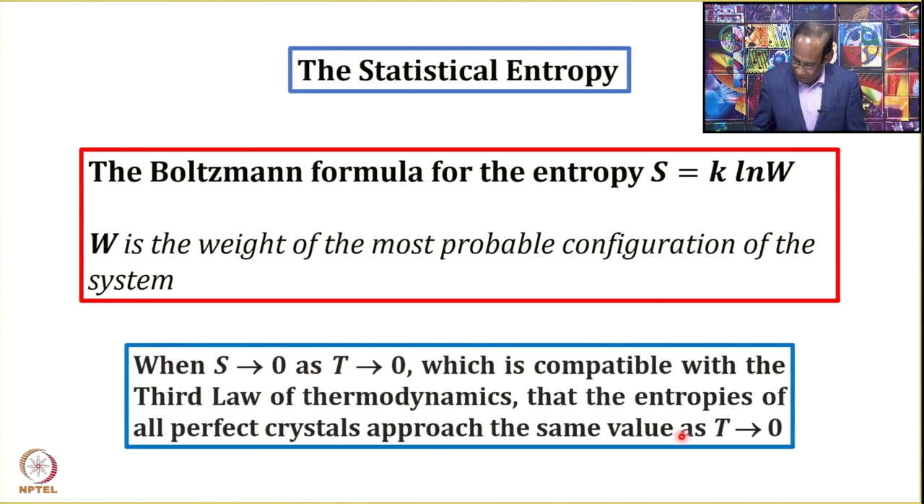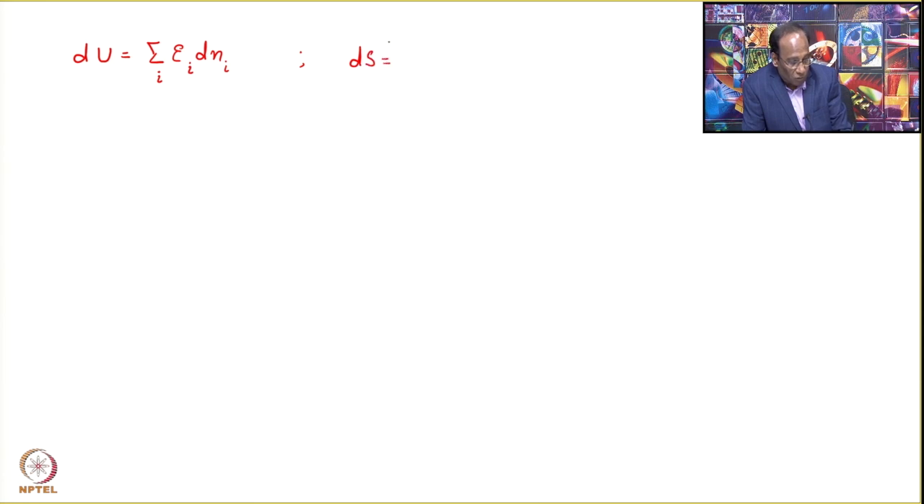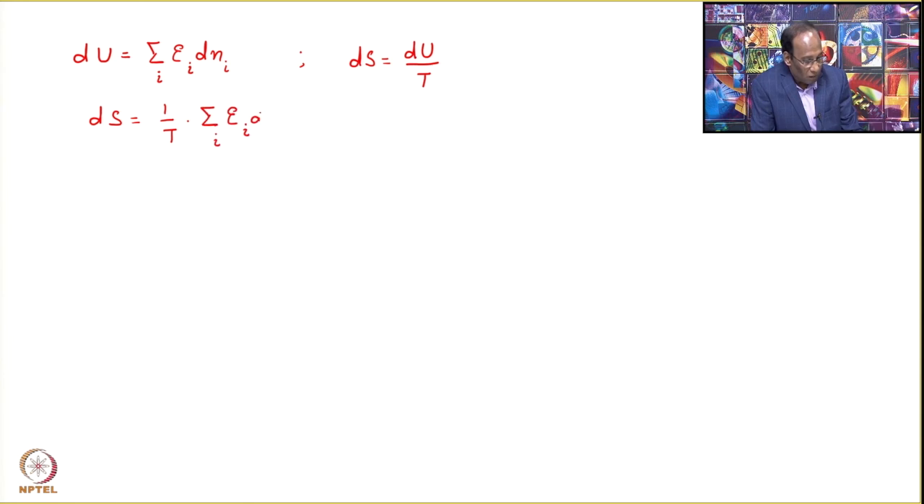Let us start discussing the derivation. What we have, we just wrote that dU is equal to summation i εi dni. And we also showed that dS is equal to dU by T. We are putting the constant volume condition. That means dS, I can write this as 1 upon T summation i εi dni. I'm making use of this definition, dS is equal to dU by T.